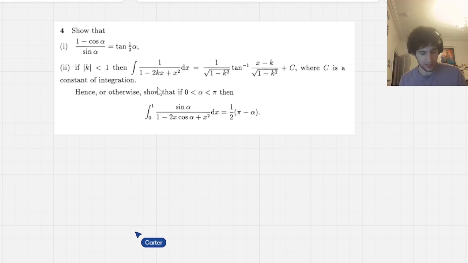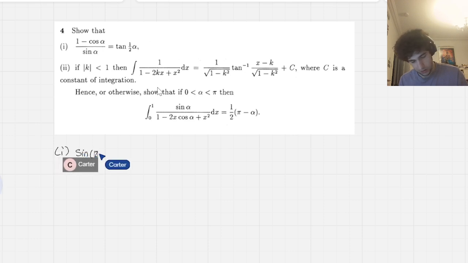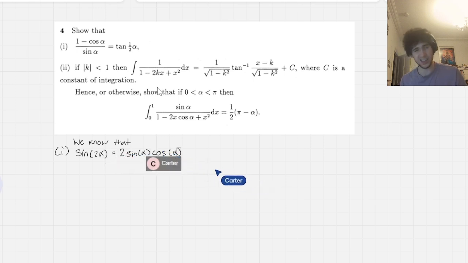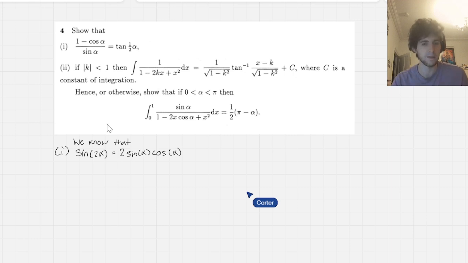So, let's get started. I guess we should do this chronologically, so let's start with part I. The first thing I'm going to consider actually seems slightly unrelated, but isn't when you think about it: sine of 2 alpha. We definitely know what that is. We know that sine of 2 alpha is equal to 2 sine alpha cosine alpha. So this is our double angle formula for sine, right?